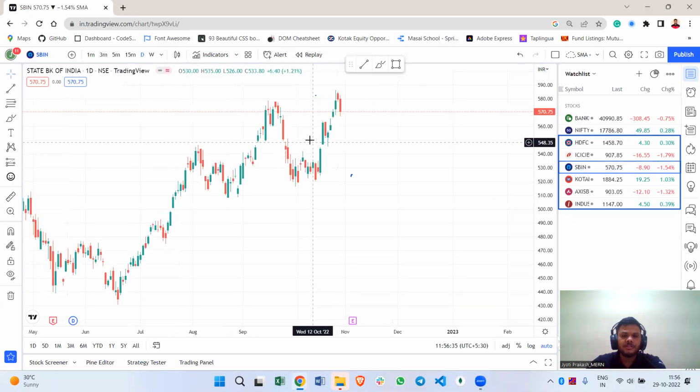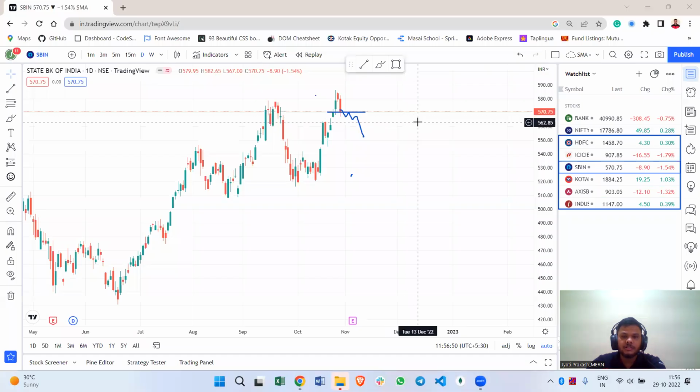Here you can see that SBI Bank shows some negative movement on the higher level of that candle. We can take a trade for selling if it opens flat or if it closes below 570, then our target will be 565 first, and we can set our second target to 562. But for that it needs to close below 570. After that we can take a trade for selling.